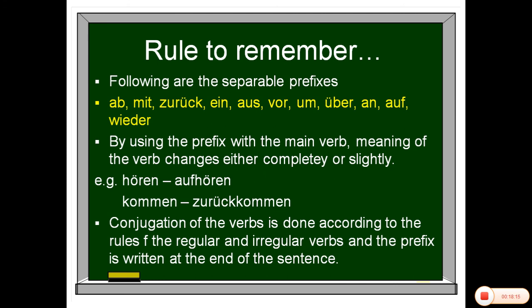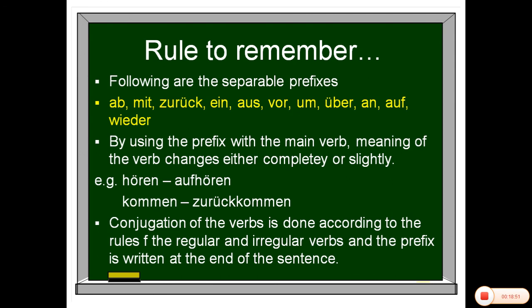Kommen, zurückkommen. To come is kommen, and zurückkommen, to come back. So here the meaning changes slightly. But hören, aufhören is an example of the complete change in meaning. Conjugation of the verbs is done according to the rules of the regular and irregular verbs, and the prefix is written at the end of the sentence. Okay? The prefix is written at the end of the sentence.